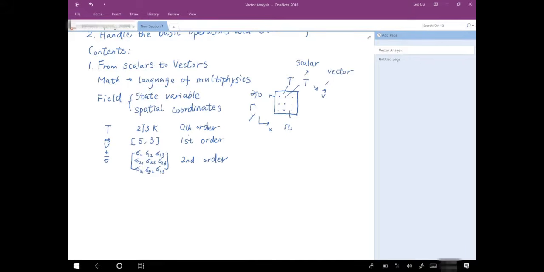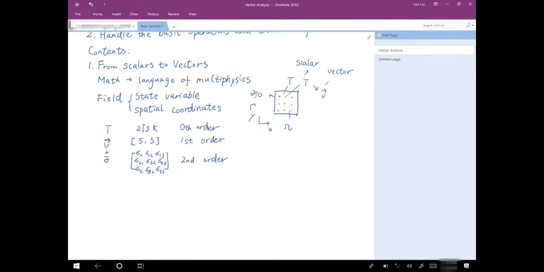And after we know about vectors, I know that for scalars, we know how to handle scalars. For example, there's just one number, right? For one number, we know how to operate on a single number. We have addition, subtraction, multiplication, and division. Those are the basic operations with scalars.